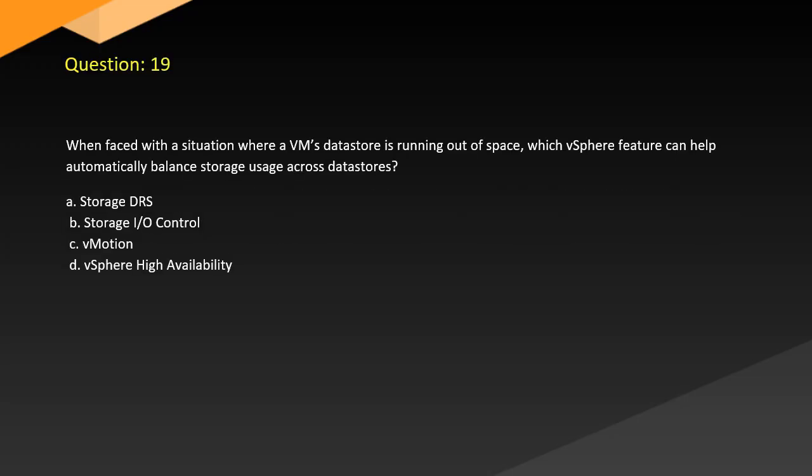Question 19. When faced with a situation where a VM's datastore is running out of space, which vSphere feature can help automatically balance storage usage across datastores? A. Storage DRS. B. Storage I/O Control. C. vMotion. D. vSphere High Availability.